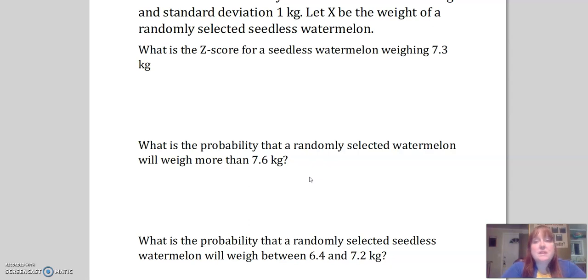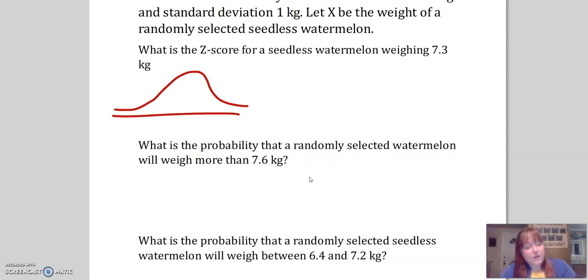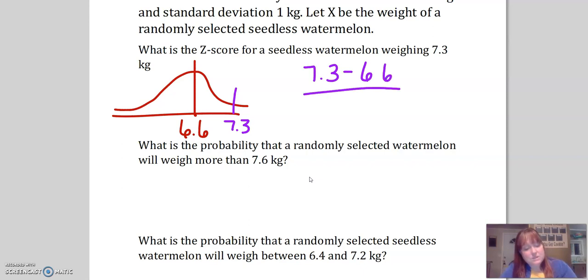Remember, a z-score means this is how many standard deviations away from the mean that this number is. So we have this normal curve that we can kind of think of, and our mean is 6.6. We're trying to figure out how far away from the mean is 7.3. So remember, we take 7.3, which is our value, we subtract our mean, which is 6.6, and we divide it by our standard deviation, which is 1.